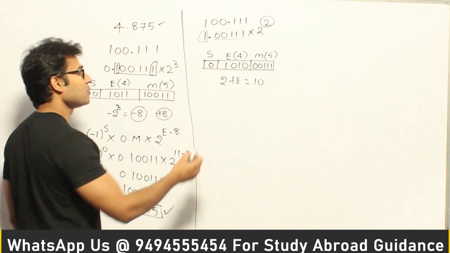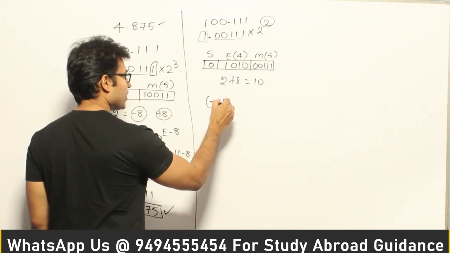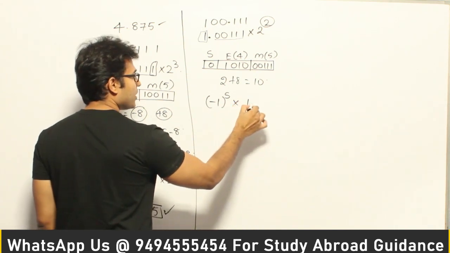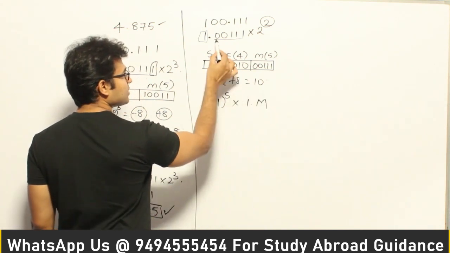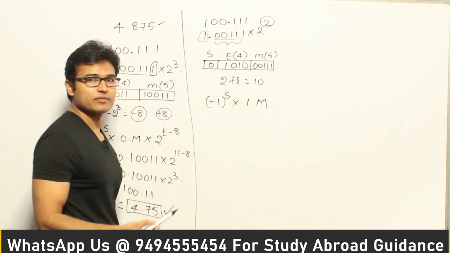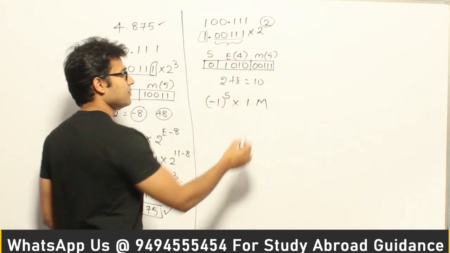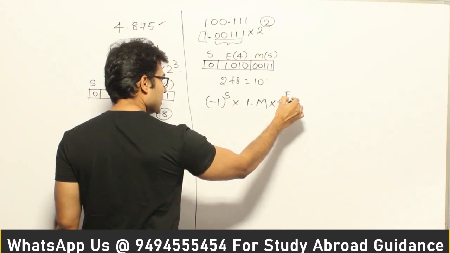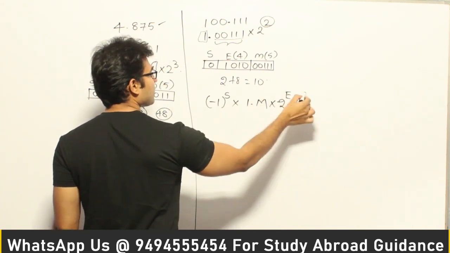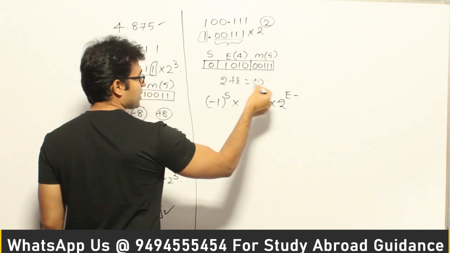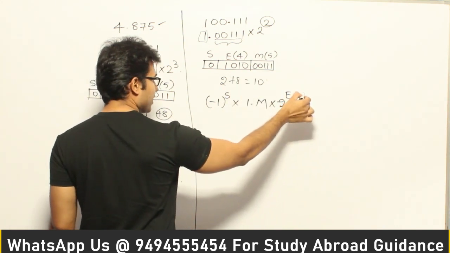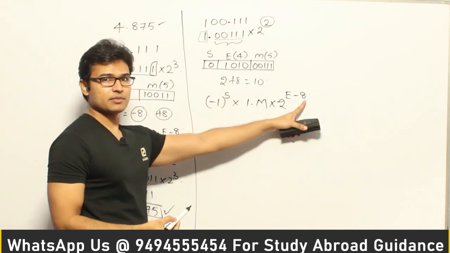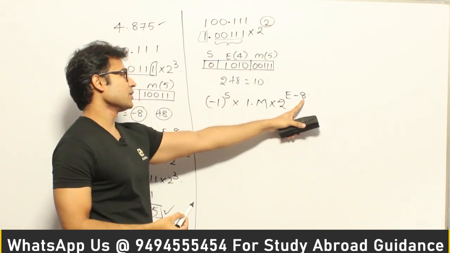Now what is the formula that you are going to use? Minus 1 power s into 1 point m. The reason is this is what my new m is, isn't it? That is why it is 1 point m into 2 power e minus, here since you have added 8, now you are going to subtract 8. So in this case this 8 is applicable, so you have to be careful only at this part.